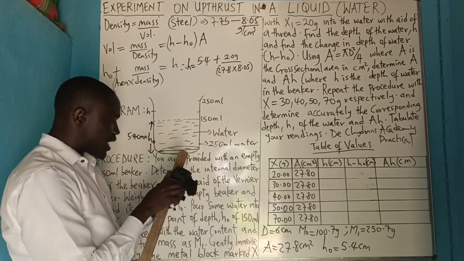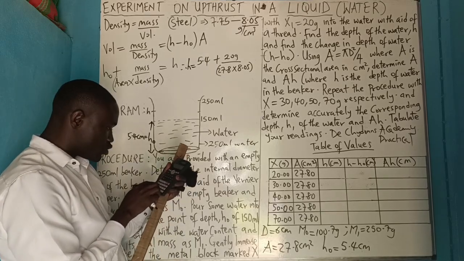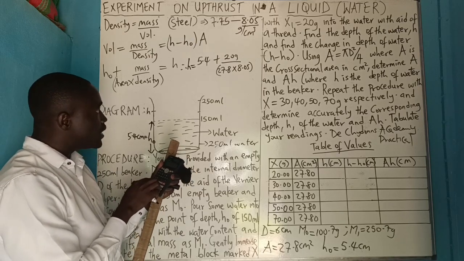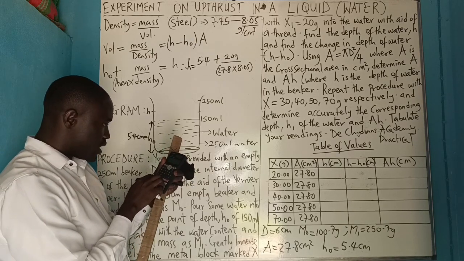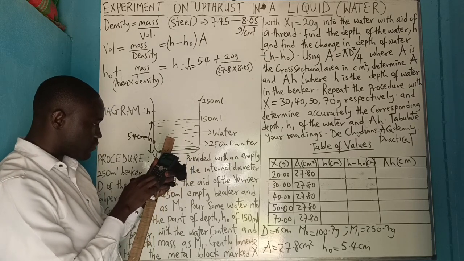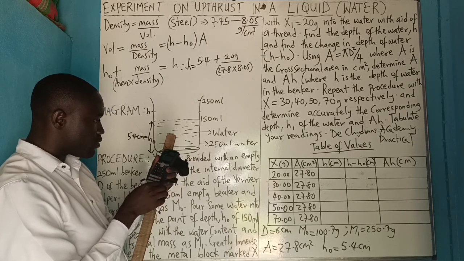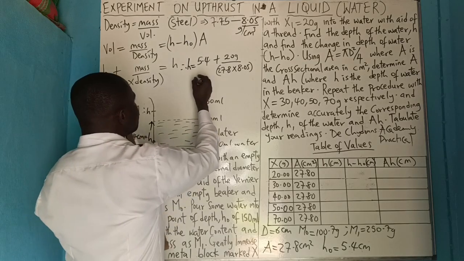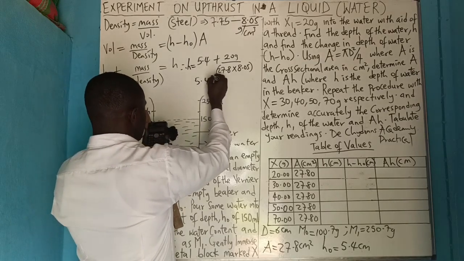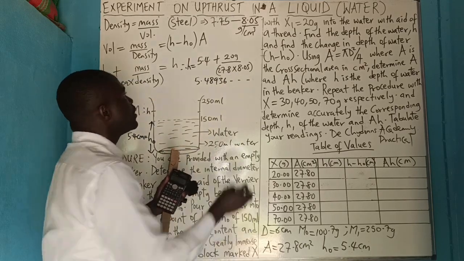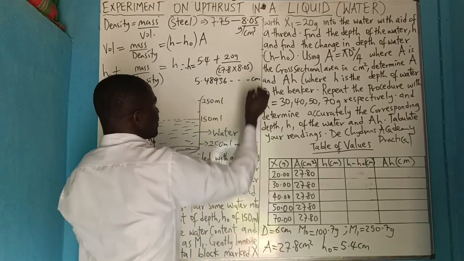So we press it in our calculator. We say 20 divided by bracket 27.8 times 8.05 plus 5.4. That will be giving you 5.48936 continue, and that is in centimeter.